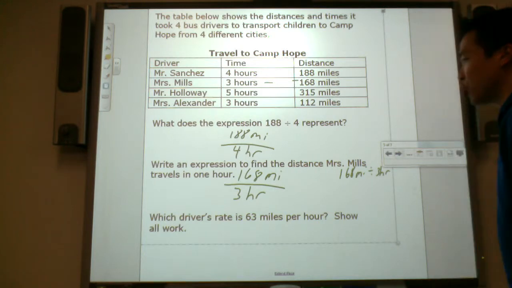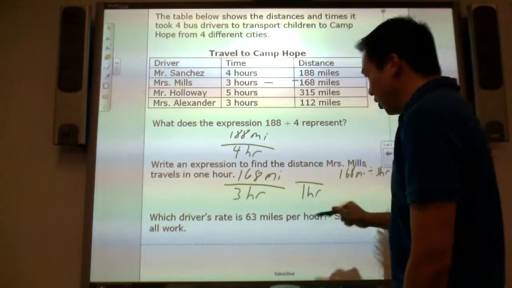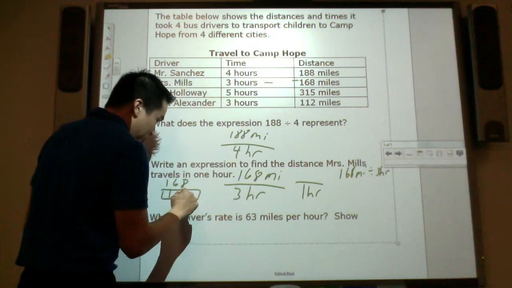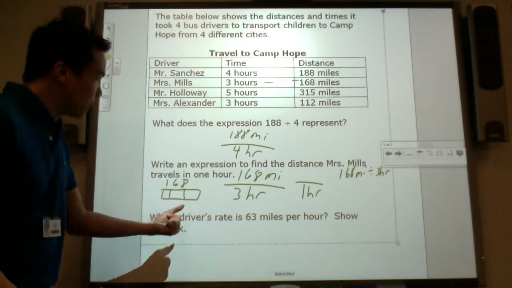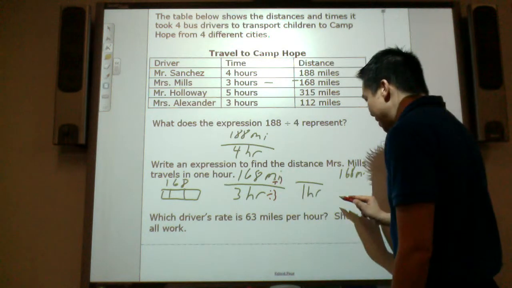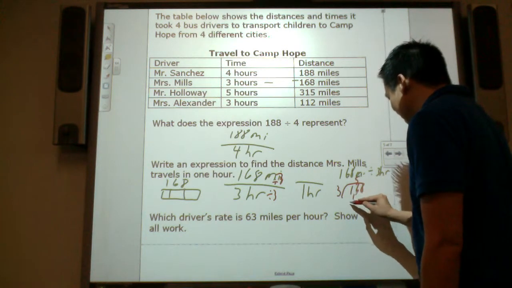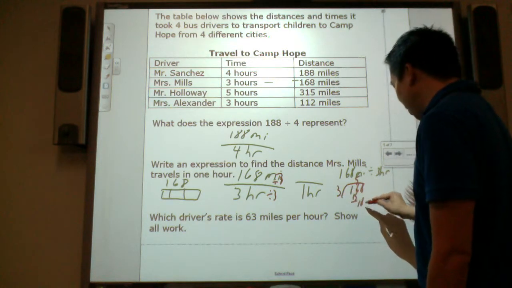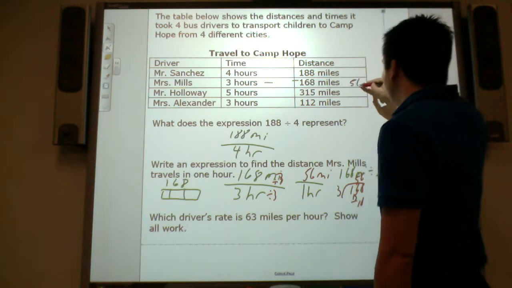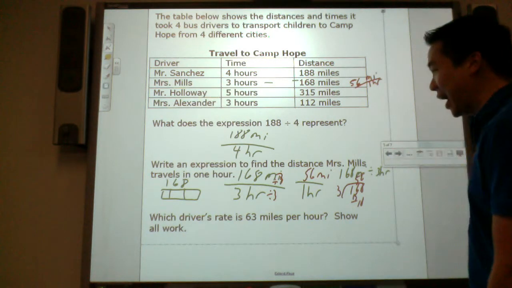So I would like to know how much she drove in 1 hour. The unit rate again. 1 hour. So if we could draw the bar diagram, we know that it's 168 miles. There are 3 hours, which we're going to find each group. So, let's divide by 3. Divide by 3. 168 divided by 3 is 56 miles. So Mrs. Mills drove 56 miles in 1 hour, or 56 miles per hour.